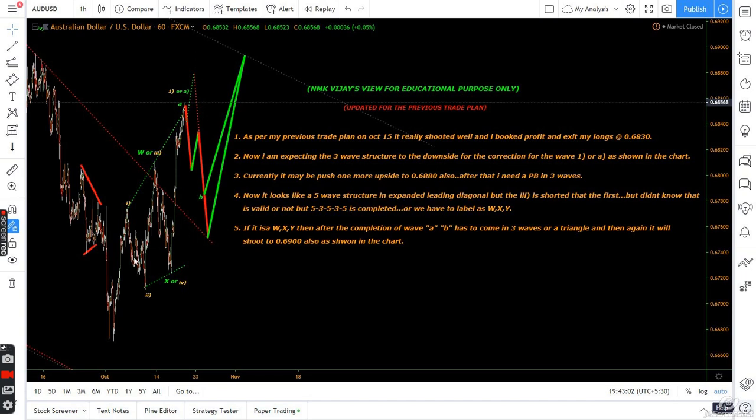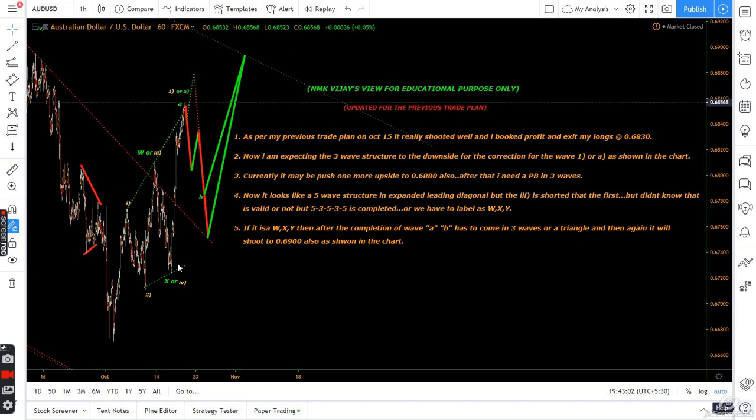I agree with this. Because expanded diagonal means, I informed that also, wave 3 has to be more than wave 1 length. So here it's not, so this is invalid now. So this is a WXY only.